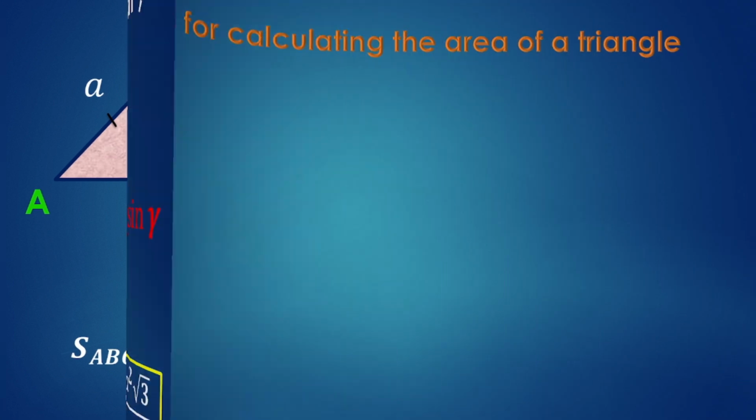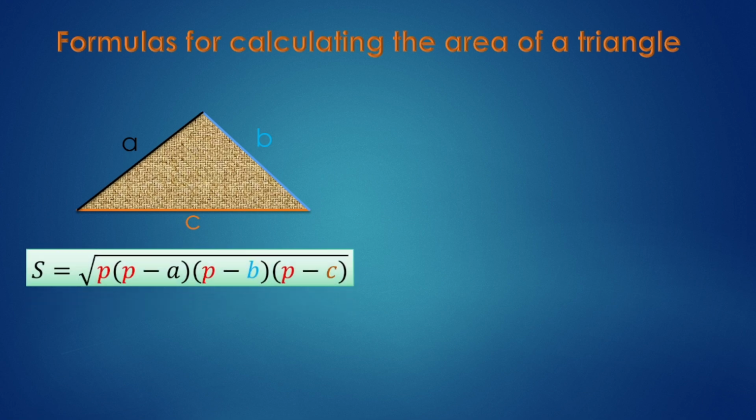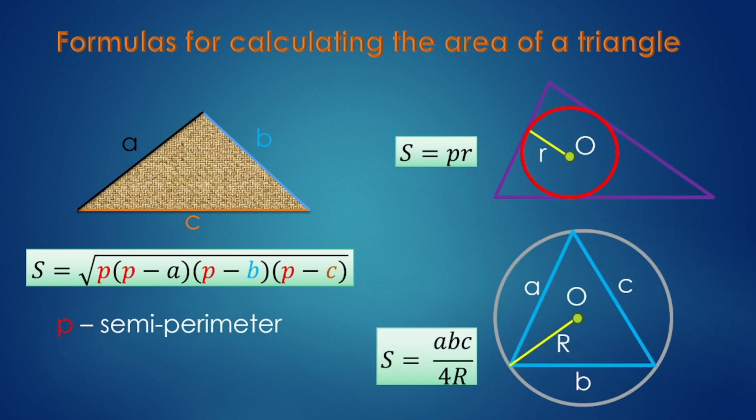We move to Heron's formula. The area of a triangle with sides A, B, C can be calculated by the formula S equals the square root of P times P minus A times P minus B times P minus C, where P is its semiperimeter. Well, these formulas for calculating the areas of triangles inscribed and circumscribed around a circle may come in handy someday.